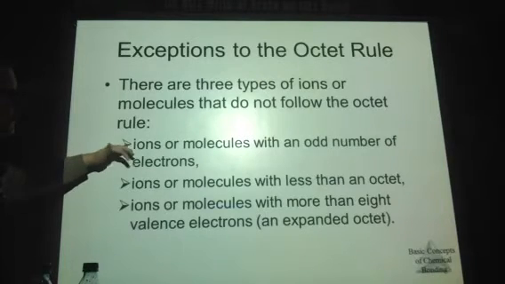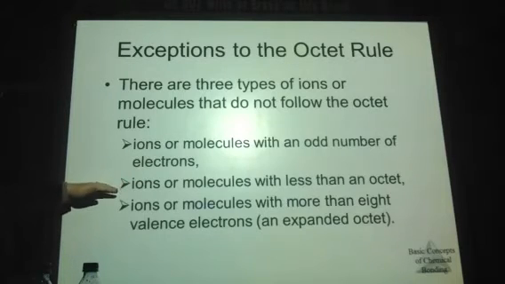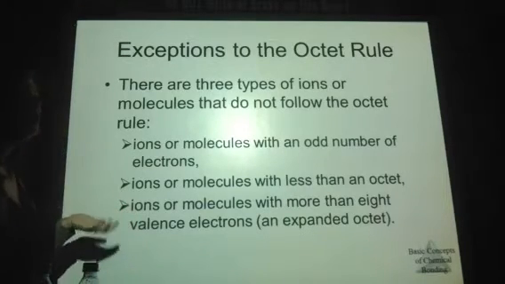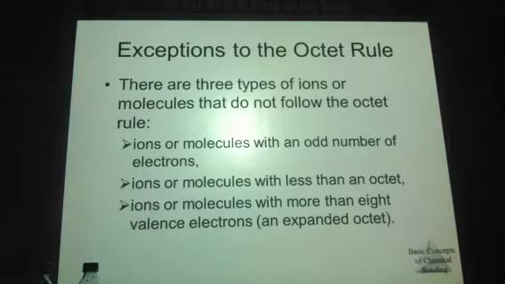So if we have an odd number of valence electrons, of course you're going to have one little single electron off by himself, which would be a definite exception to our octet rule. A second type of molecule or ion that doesn't follow the octet rule would be something that has less than an octet. So we'll see, for example, that boron typically forms compounds that have molecules with less than an octet. And then our third type is ions or molecules that will hold more than 8 valence electrons, and we call that the expanded octet.